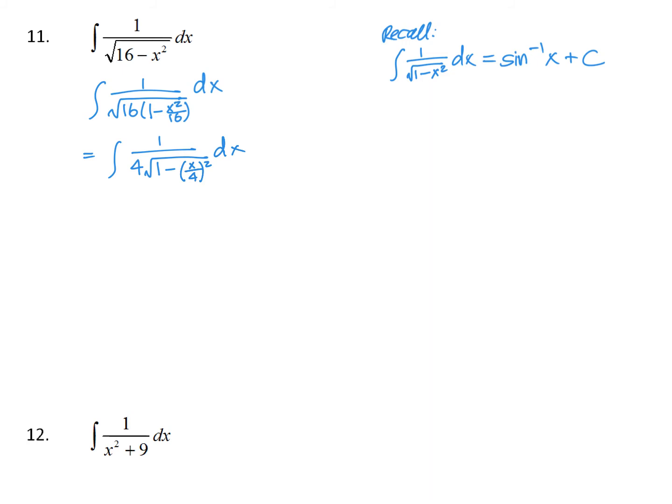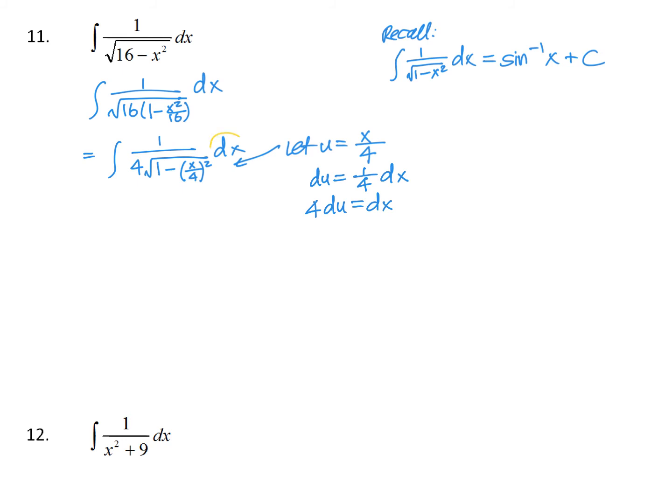Now what we have to do is let u equal x over 4. Why? Because then this part can be just 1 minus u squared, which would match the same format as over here. And so I'm going to let u be x over 4. Immediately, I'm going to take the derivative. So du equals 1/4 dx. And then I'm going to multiply both sides by 4. So 4 du equals dx.